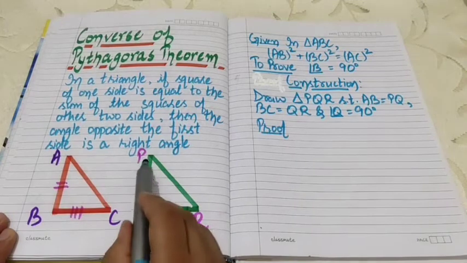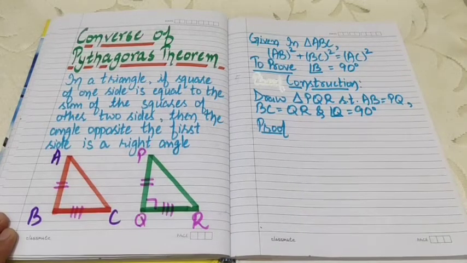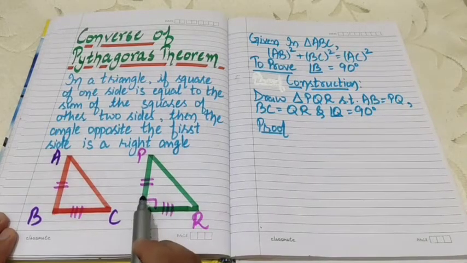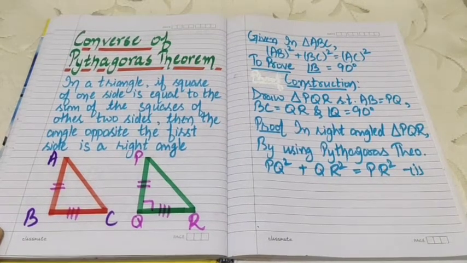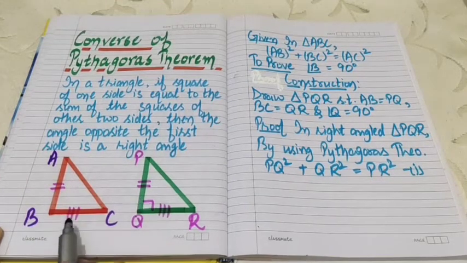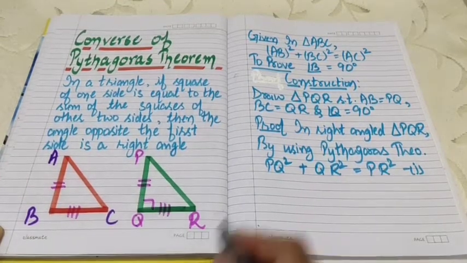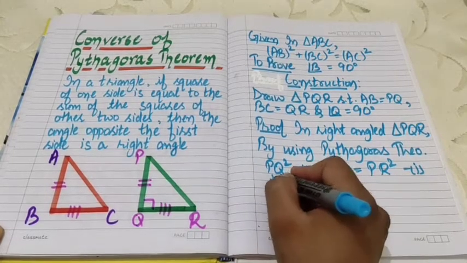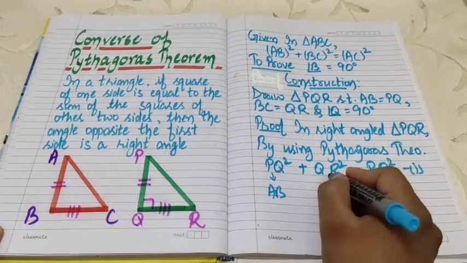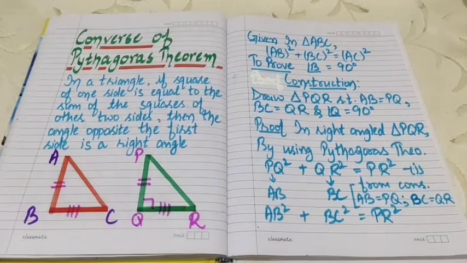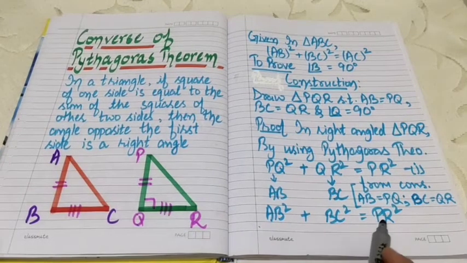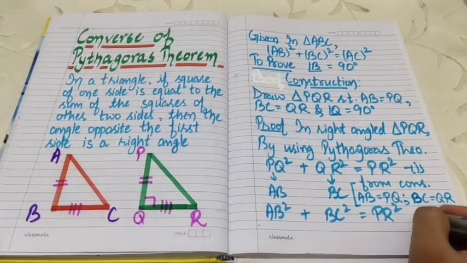Since triangle PQR is right angled at Q, so we can use Pythagoras theorem, and according to Pythagoras theorem, PR square is equal to PQ square plus QR square. Also from construction, AB is equal to PQ and BC equals QR. So we are just going to replace PQ by AB and QR by BC. So we get AB square plus BC square equals PR square, and let this be number 2.